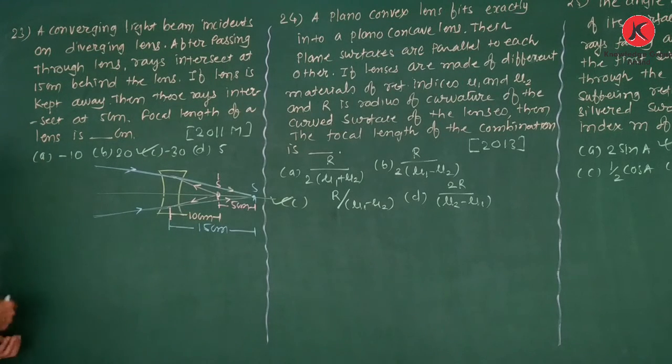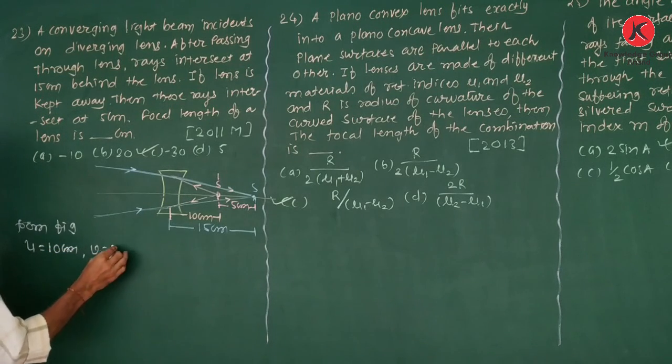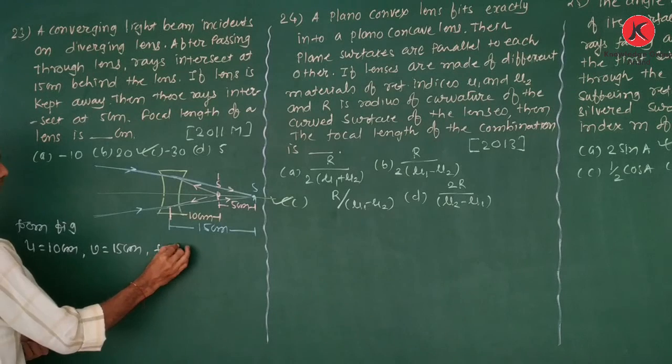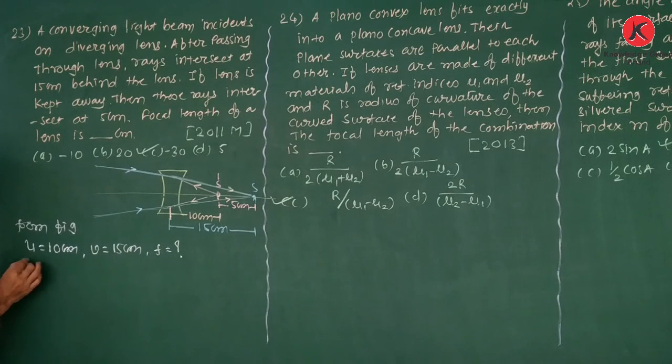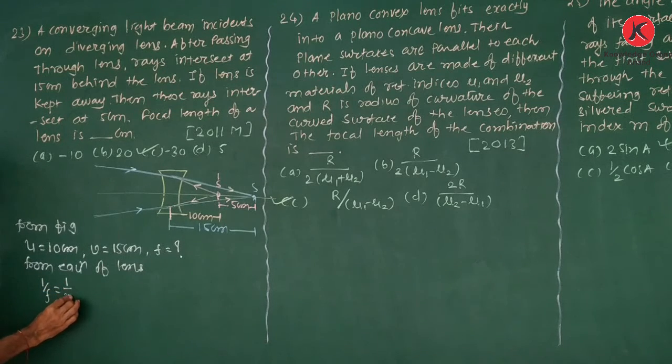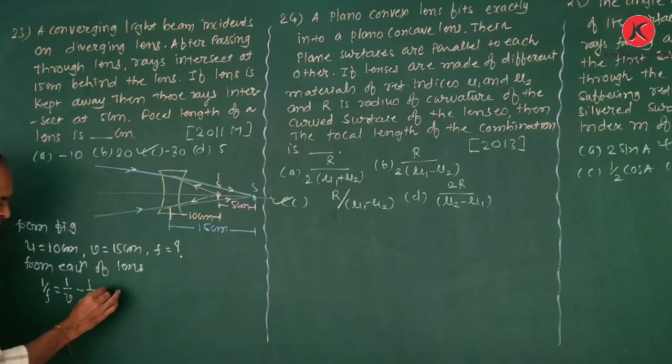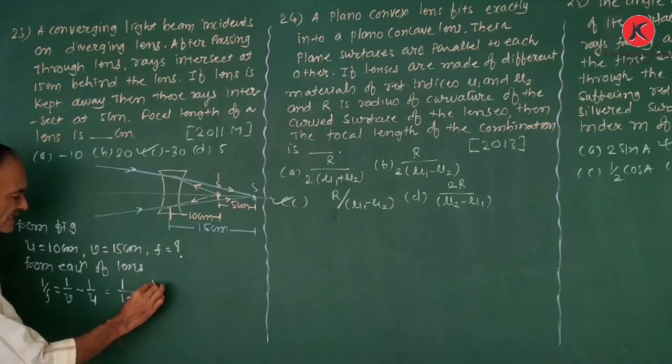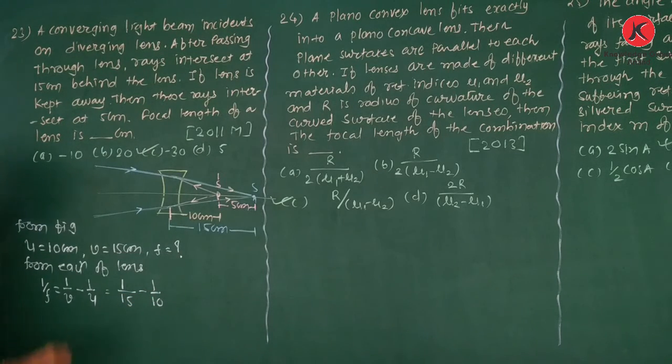Right? Therefore, from the figure, u is equal to 10 cm, v is equal to 15 cm. We require the focal length of the lens. From the equation of the lens, 1 upon f is equal to 1 upon v minus 1 upon u. Substituting the values, 1 upon 15 minus 1 upon u. Therefore, we obtain f is equal to minus 30 cm.